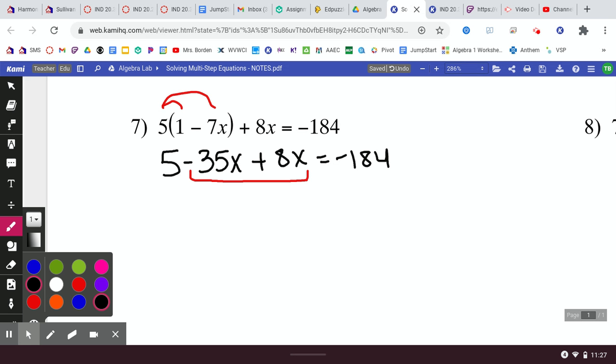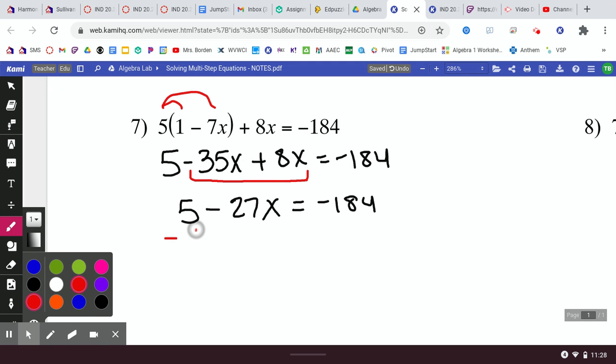So I'm going to rewrite them. I'm going to leave that 5 right where it was. I'm going to combine -35 and +8. And since the signs don't match, I subtract and take the sign of the bigger. Well, 35 is the bigger number, so I know I'm going to get a negative number. What's 35 minus 8? 27? 27x equals -184. Okay, Corbin, now what?